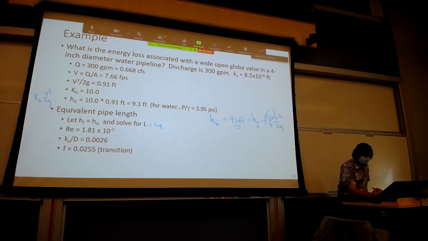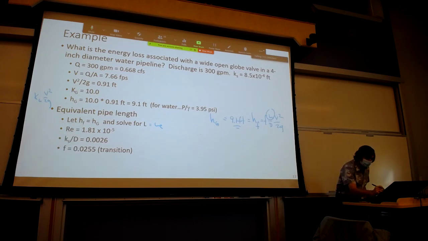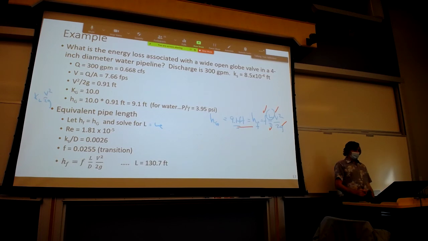So again, in the Darcy-Weisbach equation that I put over to the right, we know the velocity, we know gravity, the diameter is 4 inches, and we just found f. And we know that h sub f is 9.1 feet. So all we're doing is calculating an equivalent pipe length. And when we do that, we get, it would require almost 131 feet of pipe to give you the same energy loss as represented by this one valve.